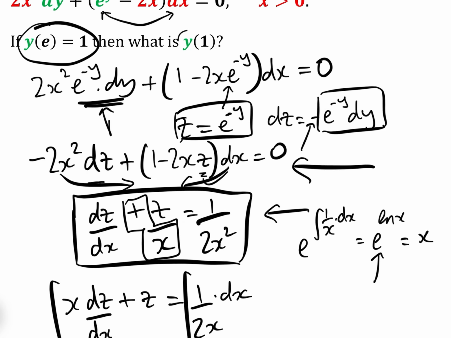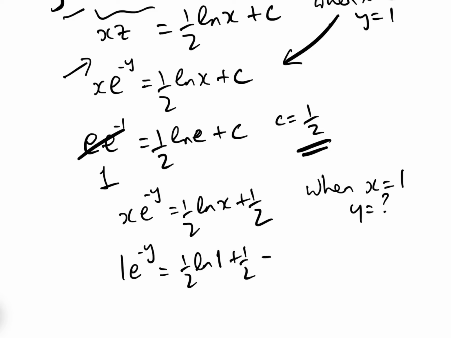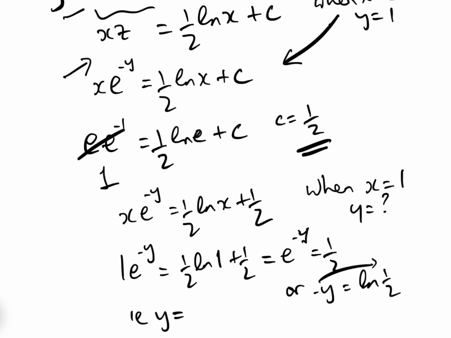and the question then asks us what is y of 1. Okay, so when x equals 1, what is y, basically it's saying. So when x equals 1, y equals what? So okay, let's put x equals 1, that gives us 1, e to the minus y equals a half log 1 add a half, well log of 1 is 0, so that gives us that e to the minus y equals a half, or taking logs, minus y is log of a half, i.e. y equals, just flipping the minus over there, log 2. And that is the answer to that question.